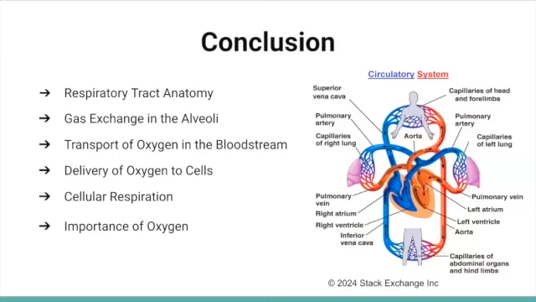And lastly, we looked at the importance of oxygen. We all know that oxygen is essential for us to live. It's essential for cellular metabolism and energy production, highlighting its critical role in sustaining life and maintaining physiological balance. Understanding the journey of oxygen underscores the remarkable efficiency and complexity of the human body's respiratory and circulatory systems. As we continue to explore human physiology, we should appreciate the marvels of oxygen transport and its profound impact on our well-being.